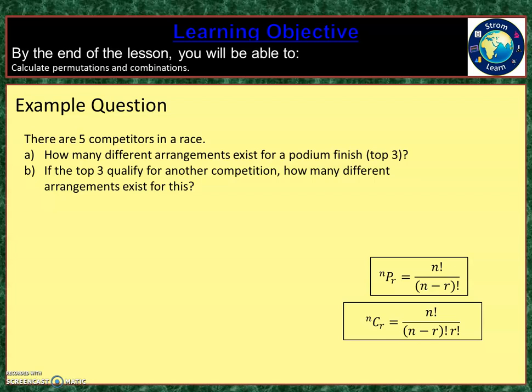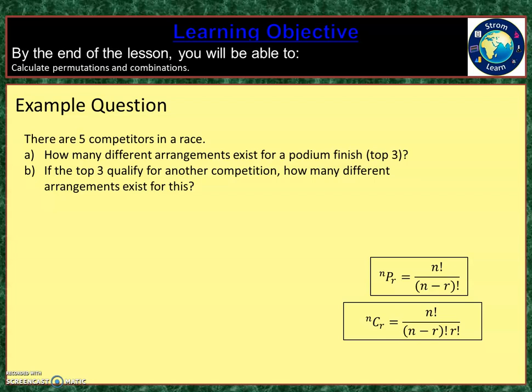So in the first example, the order that the first 3 competitors finish is important. In question B, the order that the first 3 competitors finish is not important. As long as they're in the first 3, they're qualifying. And this difference is the same as the difference between a permutation and a combination. So question A is an example of permutation, and question B is an example of combination. So for permutations, the order is important, and for combinations, the order is not important.